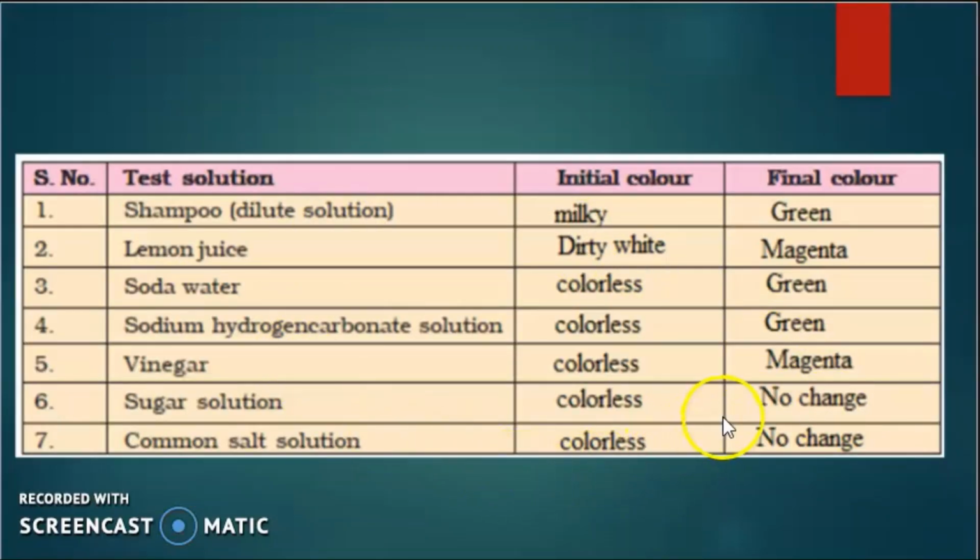Now we have tested the solutions with the China rose petals. Shampoo, a dilute solution of shampoo, initially it is milky in color and the color changes to green. So green means it is a base. Lemon juice turns the China rose solution into magenta. That means it is acidic in nature. In the same way, soda water turns green, so it is a base. Vinegar turns the solution into magenta color, so it will be an acid, right?